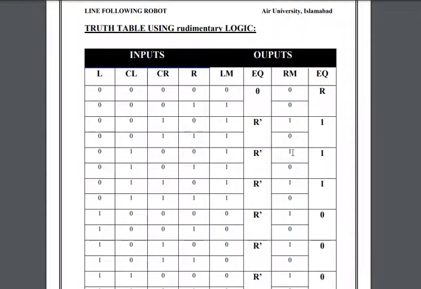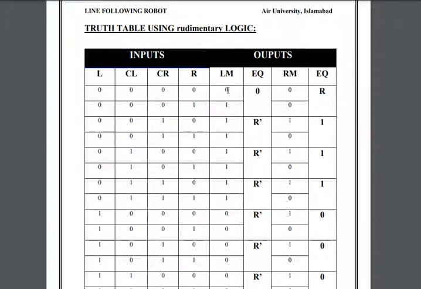I really apologize for this truth table because I mistakenly put this column right here instead of here. If I tell you this column is basically for the right motor and this column is for the left motor, how does this logic work? We have to combine two outputs into a single one.